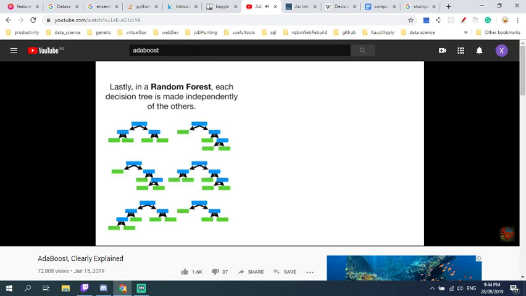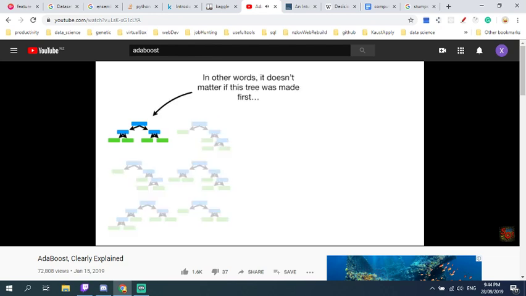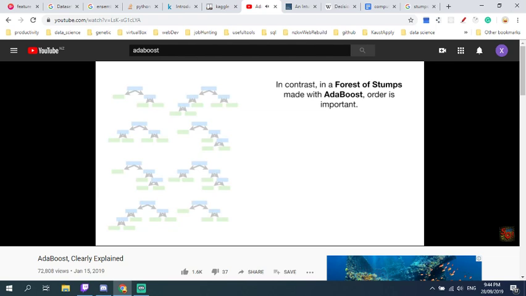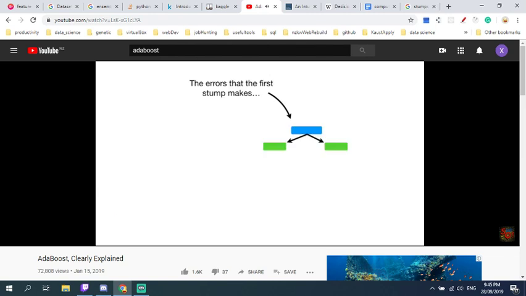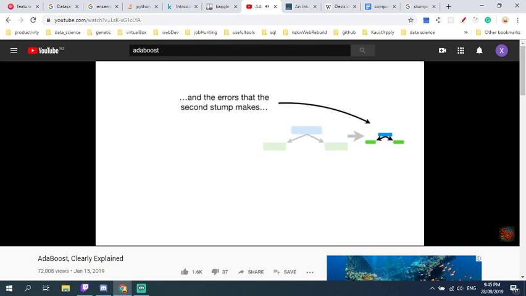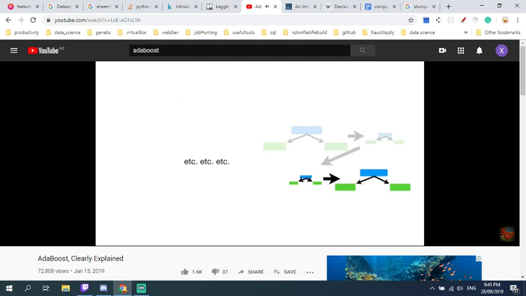Lastly, in a random forest, each decision tree is made independently of the others. In other words, it doesn't matter if this tree was made first or this one. In contrast, in a forest of stumps made with AdaBoost, order is important. The errors that the first stump makes influence how the second stump is made, and the errors that the second stump makes influence how the third stump is made, etc., etc., etc.